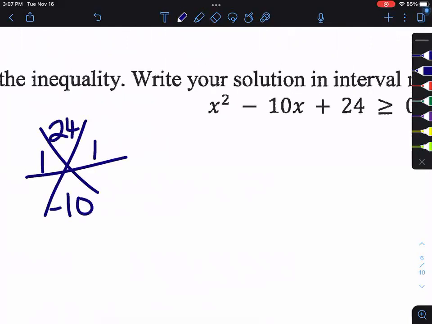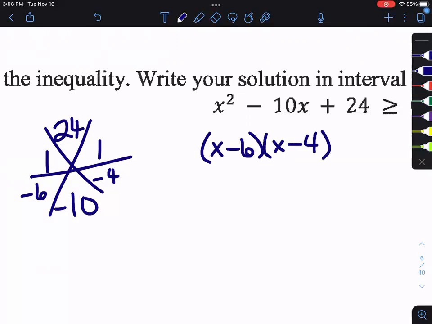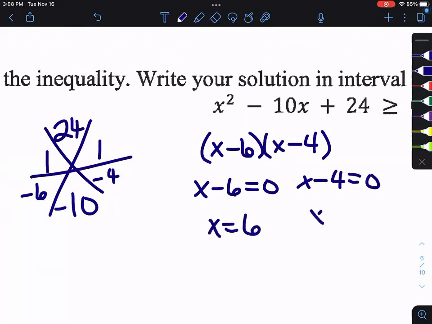So we're going to have 24 in the top middle, 1 on the left and right, negative 10 in the bottom middle. Two numbers that multiply to give us 24, but add to give us negative 10. That's going to be negative 6 and negative 4. So our two factors, x minus 6, x minus 4. We're going to set them both equal to 0. It's going to give us x equals 6 and x equals 4.